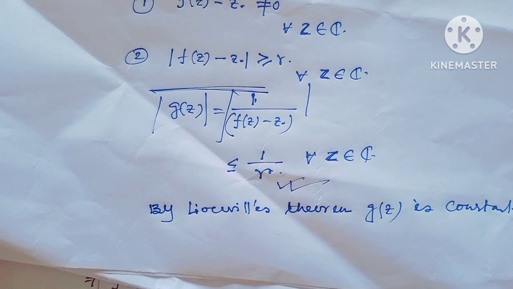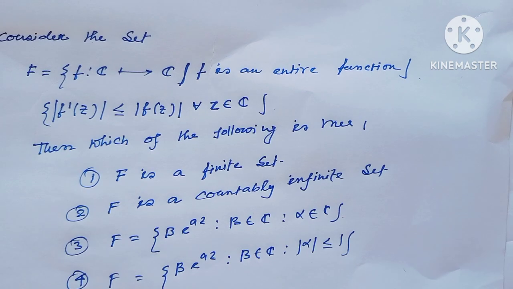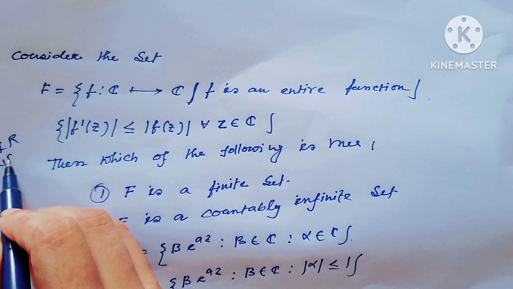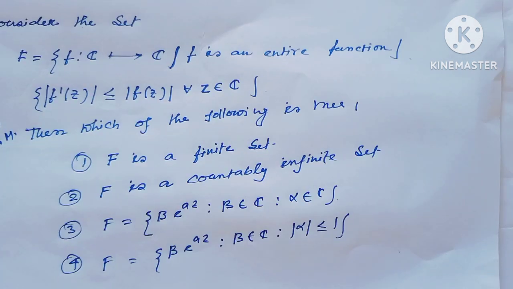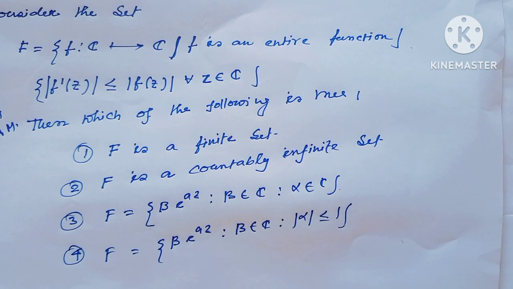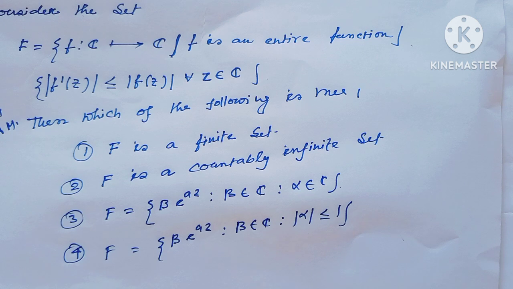I hope all my viewers have understood this clearly. Okay. Next example, which has come next. This question came in the CSIR NET exam, and the question is: consider the set F of functions from complex numbers to complex numbers such that f is an entire function, and given |f'(z)| ≤ |f(z)|, and this is true for all z belonging to the complex numbers, then which of the following is true?